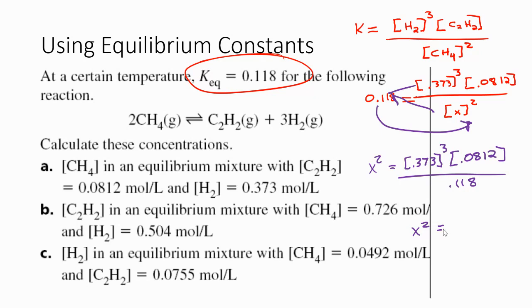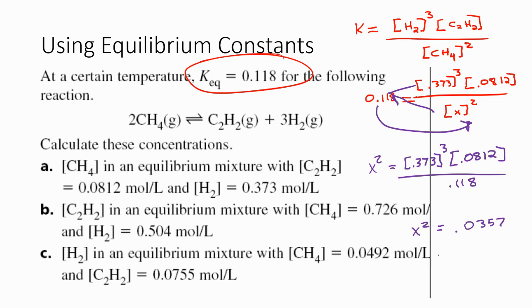Okay, so X squared, let's do the math on that. It's going to be 0.373 cubed, having to do this the long way, times 0.0812 divided by 0.118. You do the math on that, you get X squared is equal to 0.0357.